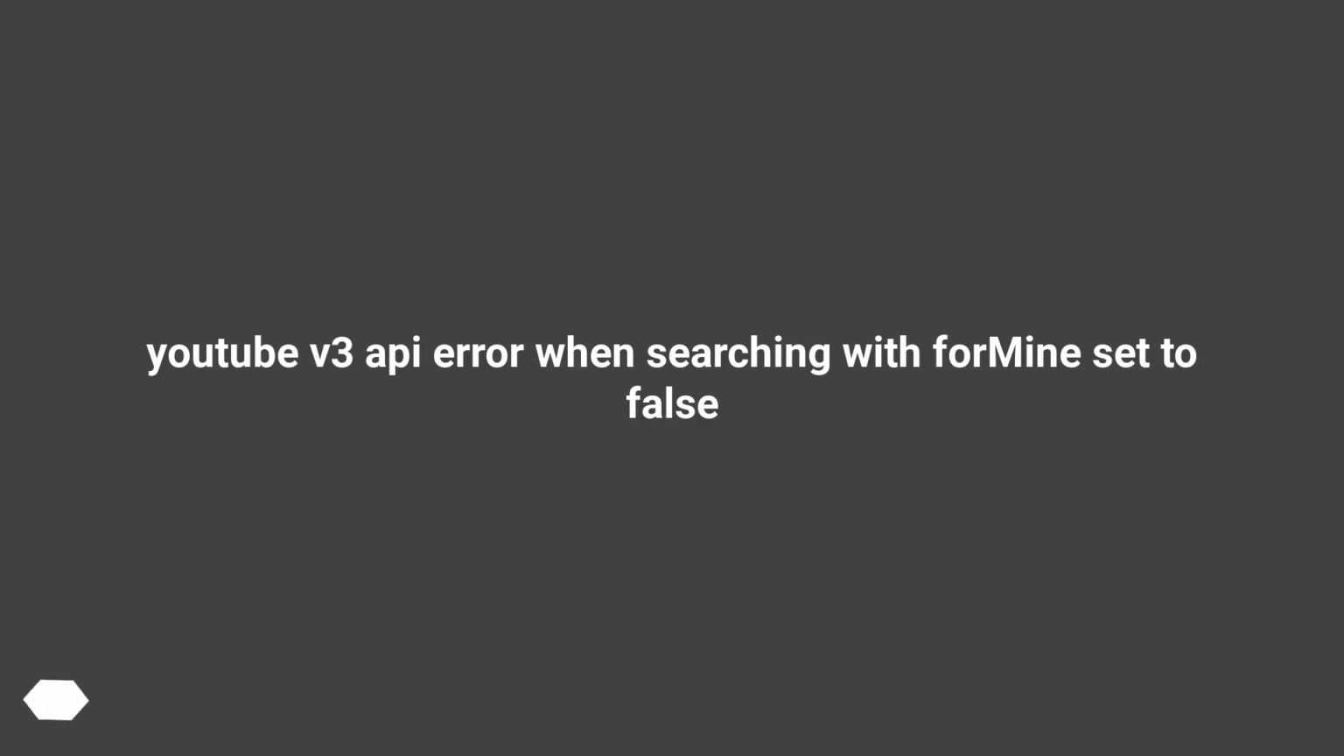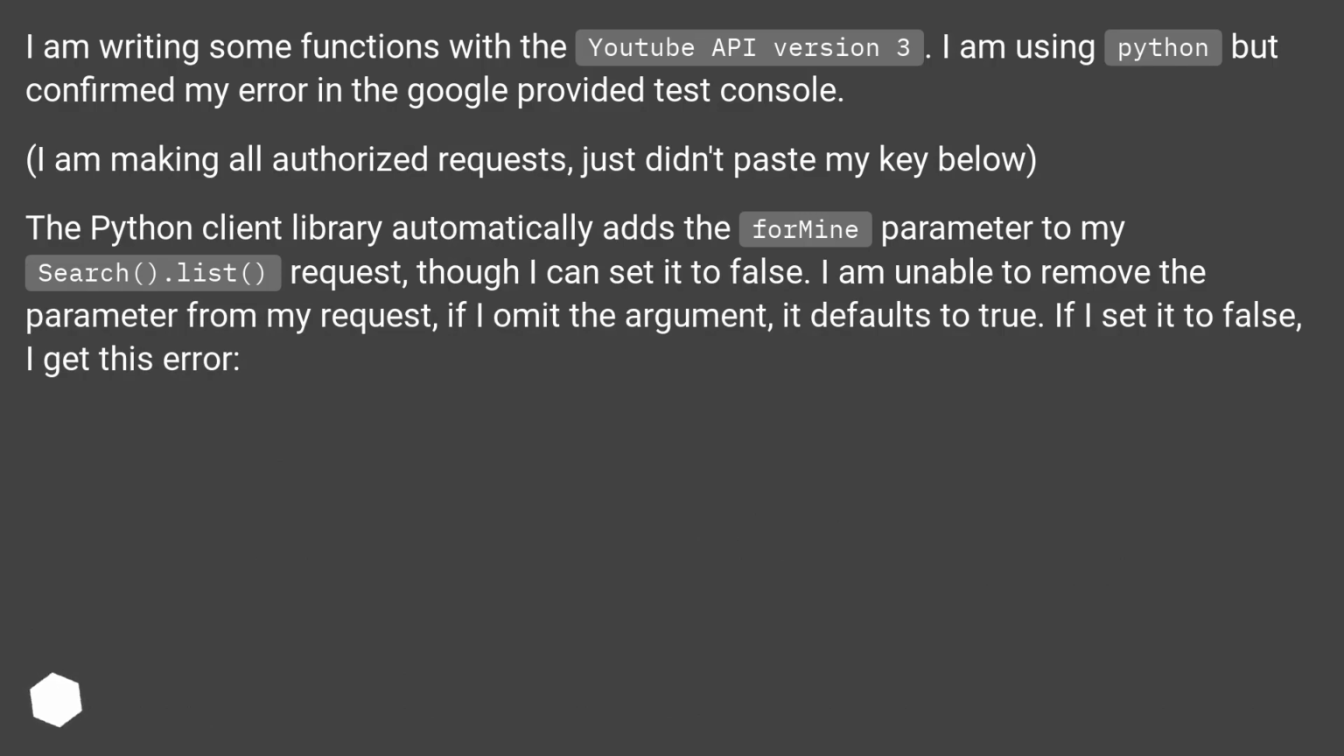YouTube v3 API error when searching with forMine set to false. I am writing some functions with the YouTube API version 3. I am using Python but confirmed my error in the Google provided test console. I am making all authorized requests, just didn't paste my key below.